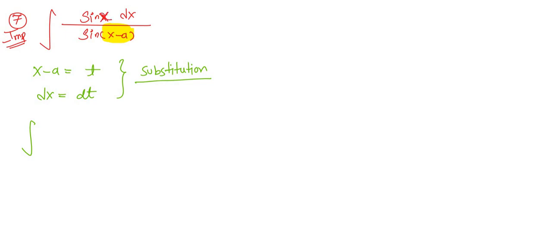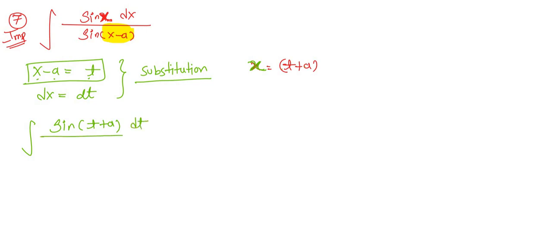There should be no x. Now we don't need x anymore. How to remove this x? So from here, can I write x is nothing but t plus a? If x minus a is t, then x will be t plus a. So this will become sin of t plus a dt by sin t, correct, because x minus a is t now.